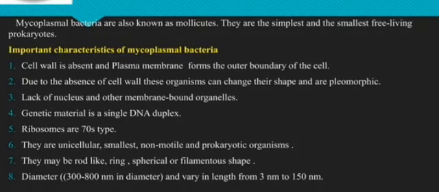Cell wall is absent and plasma membrane forms the outer boundary of the cell. Due to the absence of cell wall, this organism can change its shape and they are pleomorphic. They lack a nucleus and other membrane bound organelles. The genetic material is a single DNA duplex. Ribosomes are 70S. They are unicellular, non-motile prokaryotic organisms.